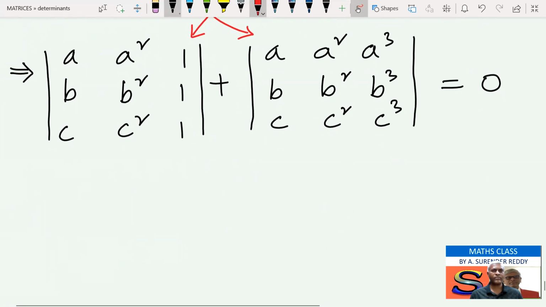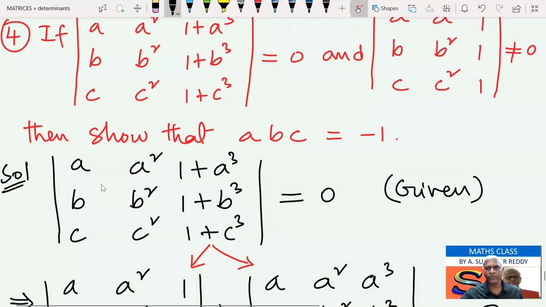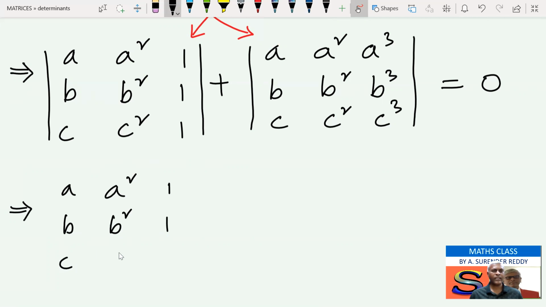So next, the first one as it is: A, A square, 1; B, B square, 1; C, C square, 1. No change in the first. No change.